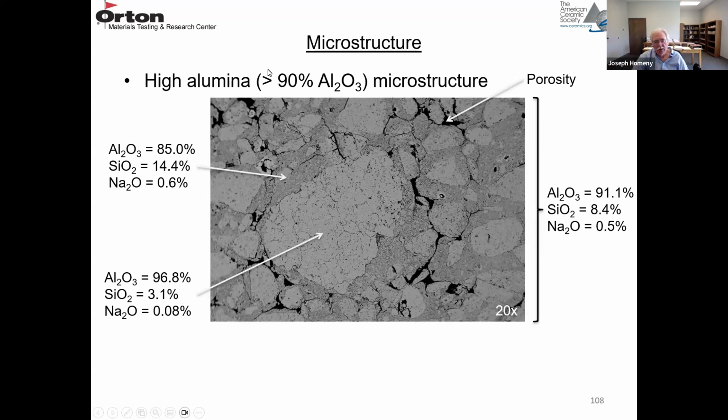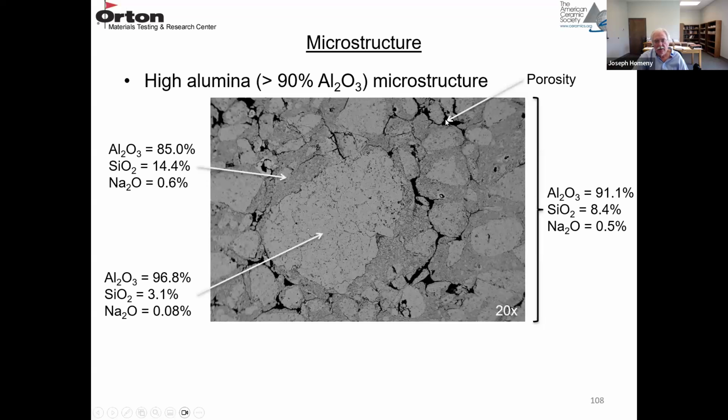So here's another one I looked at, greater than 90% alumina. It's actually 91% alumina and about 8% silica. There's some residual sodium that was picked up here. Here's a coarse aggregate of alumina. This aggregate is about 97% alumina and 3% silica.